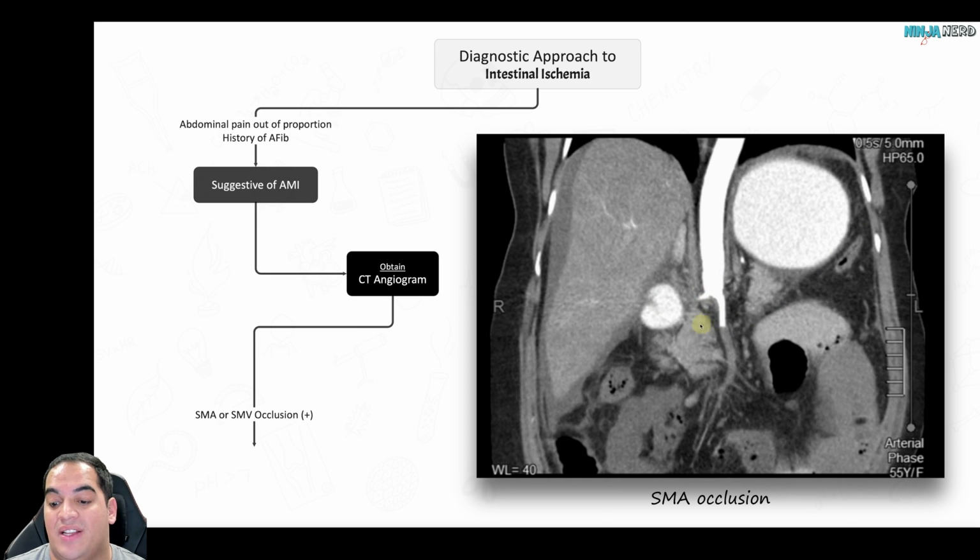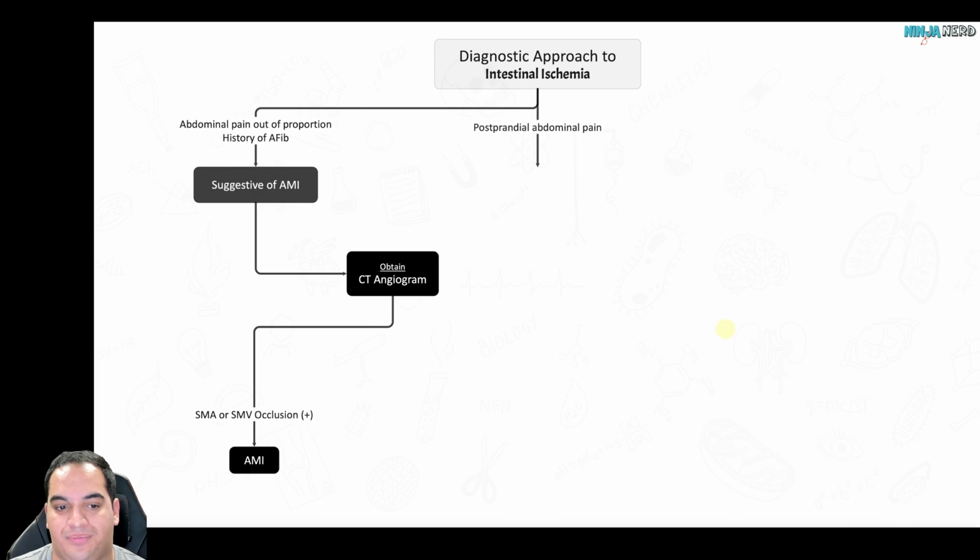And if I look at the venous phase, I may be able to identify some type of occlusion of, not just the superior mesenteric artery as we can see here, but also maybe the superior mesenteric vein. Either way, the CT angiogram is really good at identifying the clot, usually in the superior mesenteric artery or in the superior mesenteric vein, giving me the diagnosis, also helping me to determine my treatment.